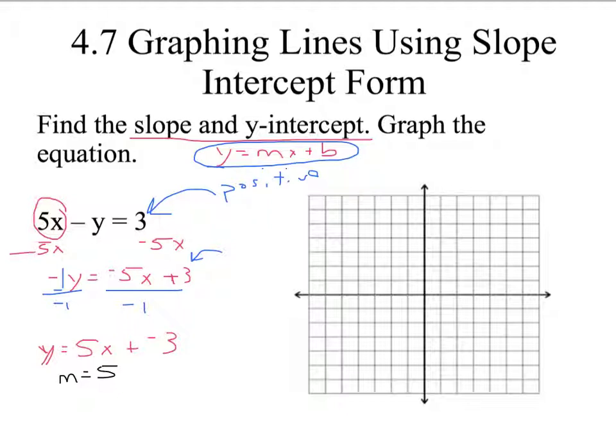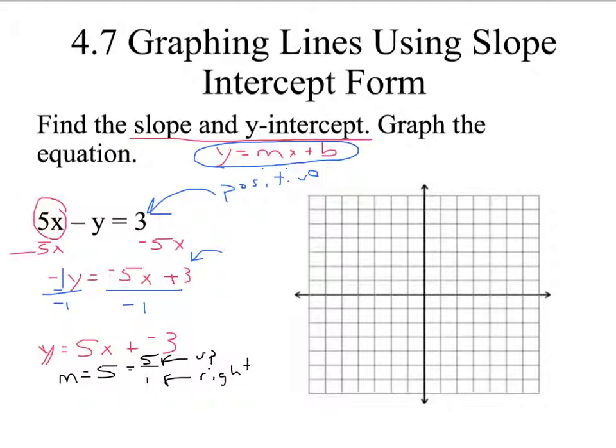What does a slope of 5 mean? That means I have that fraction of 5 over 1, and slope is always rise over run. So I go up 5. That means up 5, right 1. Now why do I go up and right? Because it's positive. Okay, positive.